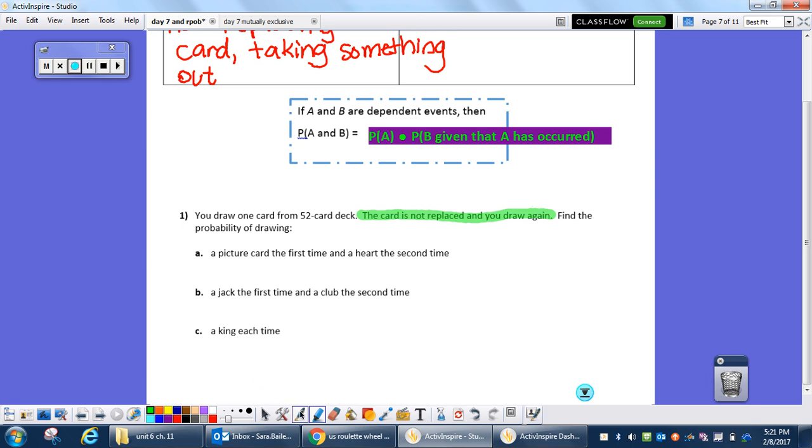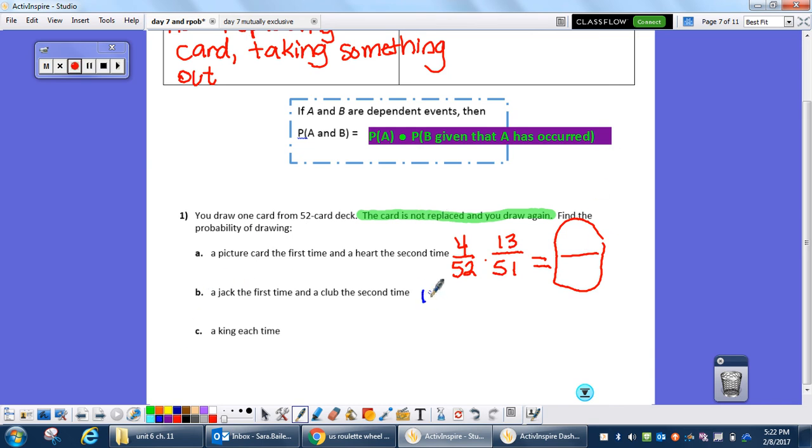So getting a picture card that first time, you have 12 out of 52 chances. Now you assume you got a picture card, so you don't put it back in the deck. So now you only have 51 cards and you have 13 hearts to choose from. And again, simplify.